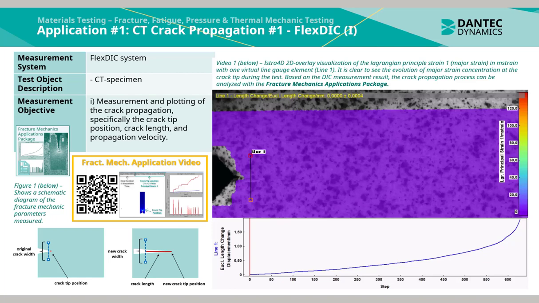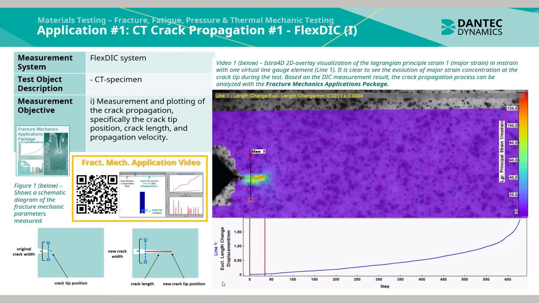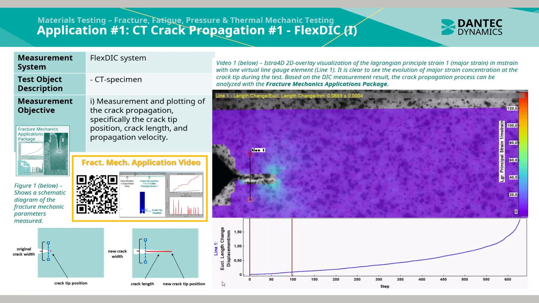In video 1 below, the EduDIC 2D overlay visualization of the Lagrangian principal strain 1, or major strain, in millistrain with one virtual line gauge element, called line 1, is plotted. It is clear to see the evolution of the major strain concentration at the crack tip during the test. Based on the DIC measurement result, the crack propagation process can be analyzed with the fracture mechanics application package.